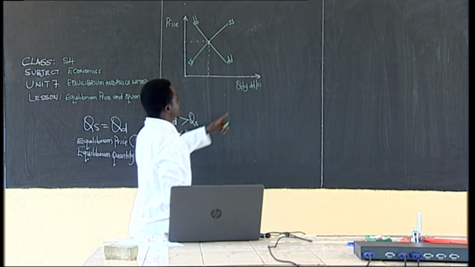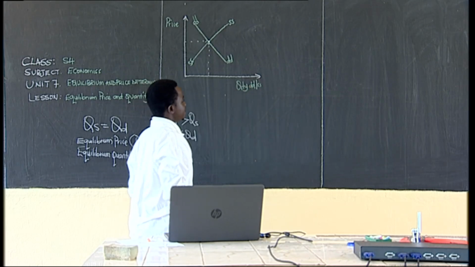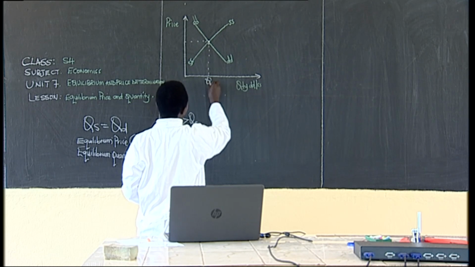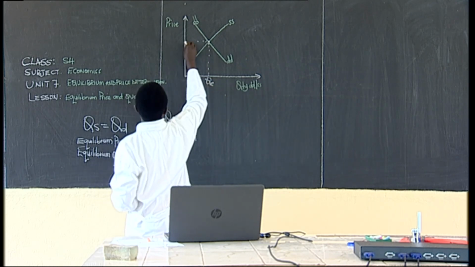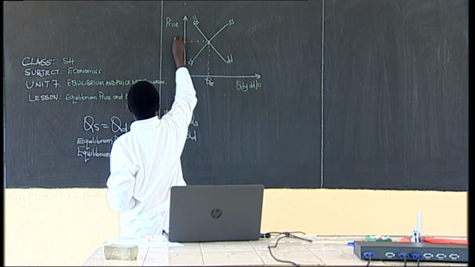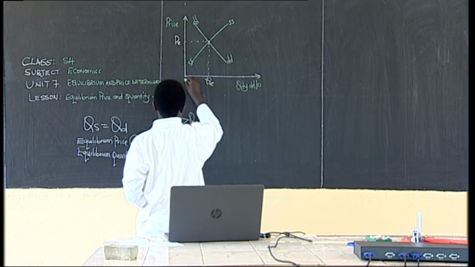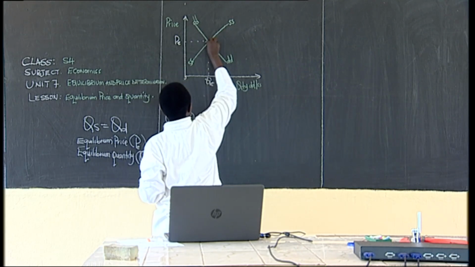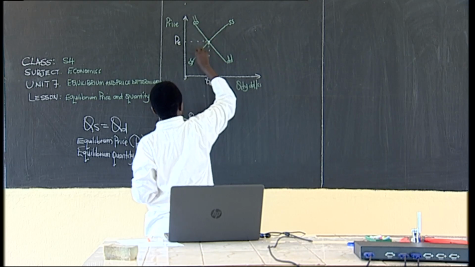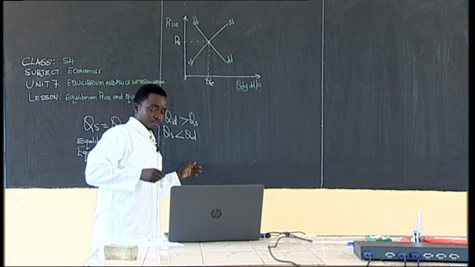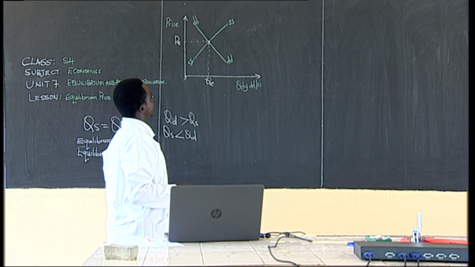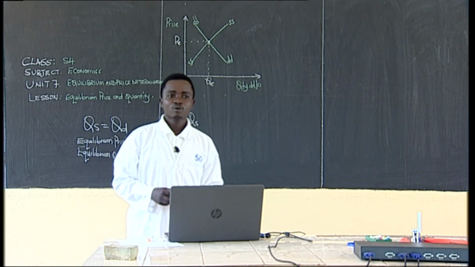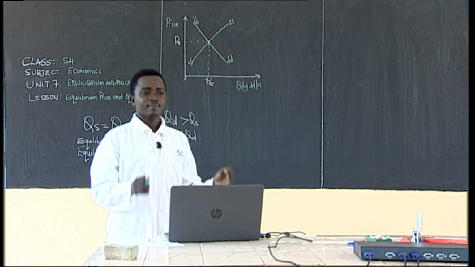Then along the x-axis, where we have quantity demanded or quantity supplied, we attain an equilibrium quantity. And along the y-axis, where we have the price, we attain our equilibrium price. So at this point, this is a point of equilibrium where quantity demanded is equal to quantity supplied, and therefore we attain a market balance. So equilibrium price is the ruling price in the market where quantity supplied is equal to quantity demanded.